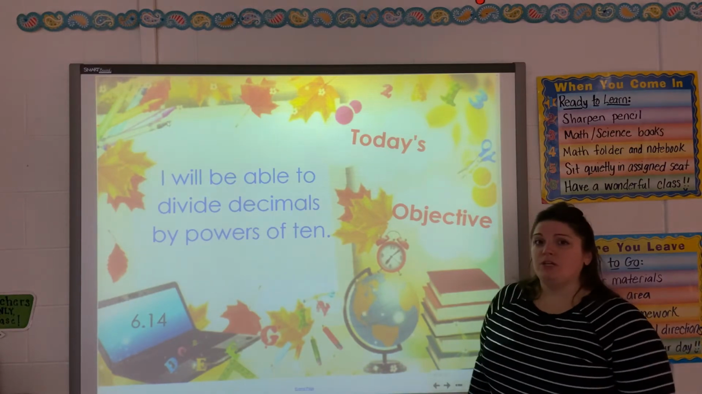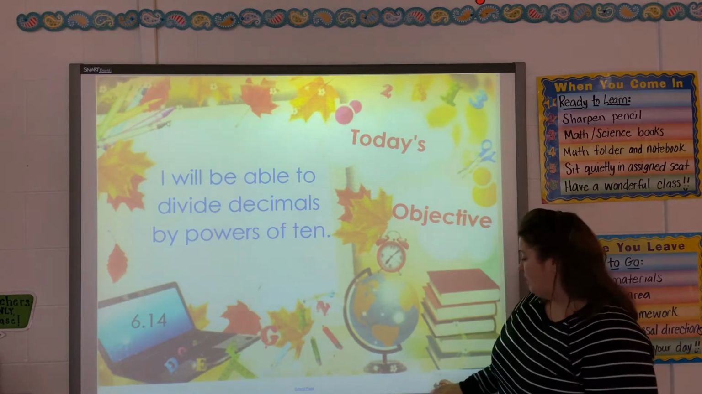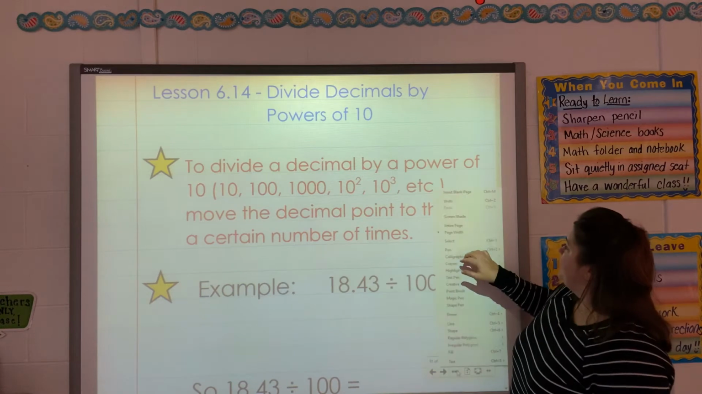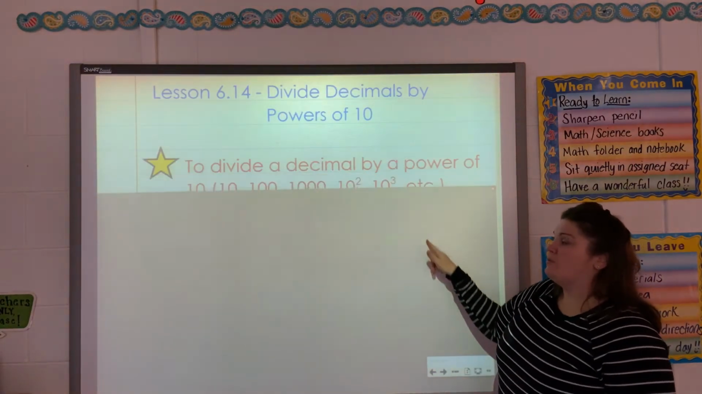The notes for this lesson are optional. They're short, but again, it's very similar to what we've done in the past. So if you'd like to, get your notebook out, and here we go. Lesson 6.14, dividing decimals by powers of 10.